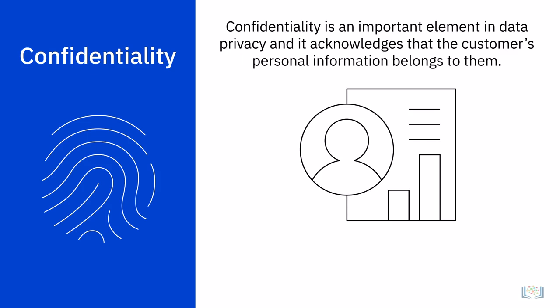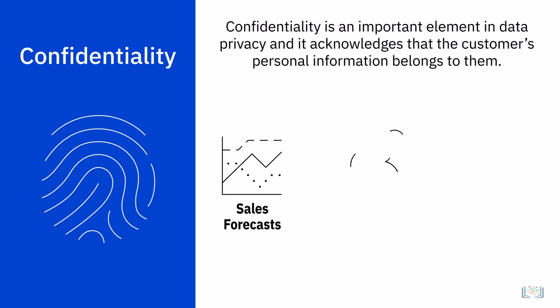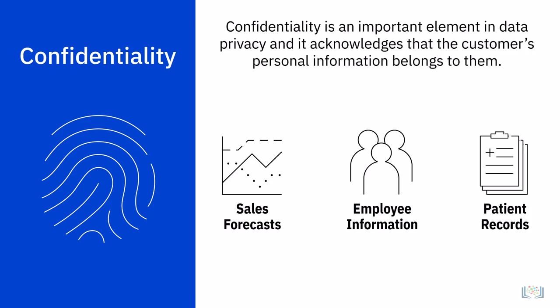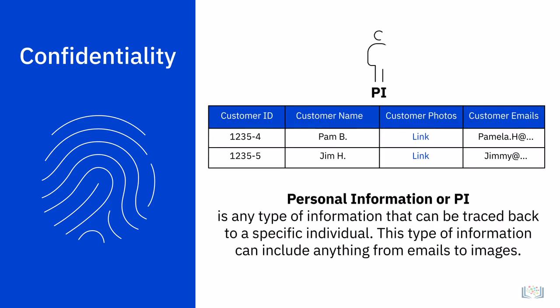Confidentiality is an important element in data privacy, and it acknowledges that the customer's personal information belongs to them. The types of information that can be accessed by a data analyst can range from sales forecasts to employee information, or even patient records. When accessing these types of records, the analyst must be able to recognize the different types of personal data. Personal information, or PI, is any type of information that can be traced back to a specific individual. This type of information can include anything from emails to images.